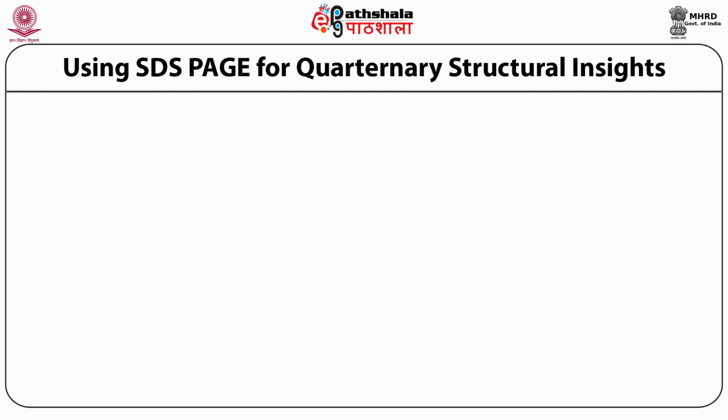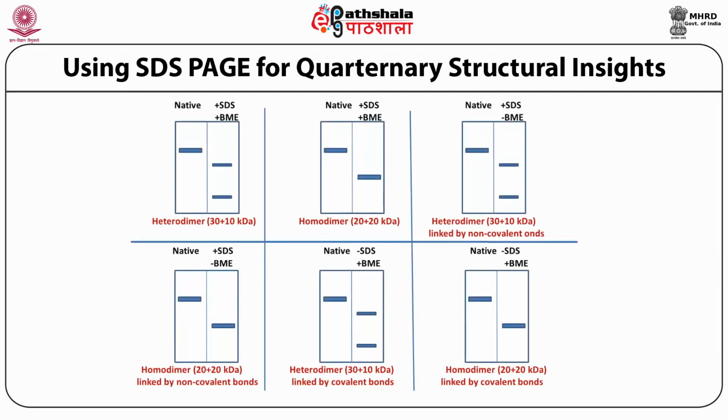SDS PAGE could also be used in understanding the quaternary structural formations of the protein complexes. How so? Here we use native gel alongside denaturing gel which has components of SDS and beta-mercaptoethanol. SDS, as we understand, breaks down the non-covalent interactions. Beta-mercaptoethanol is a reducing agent that cleaves disulfide bonds.